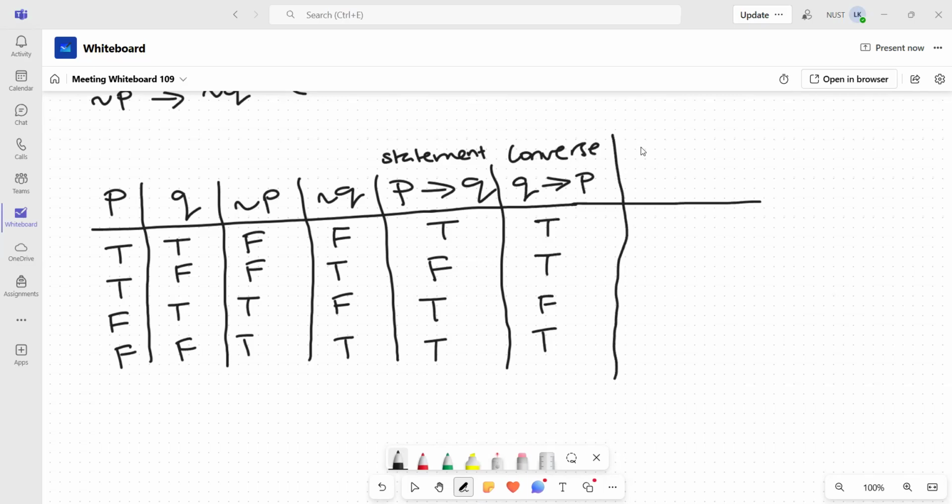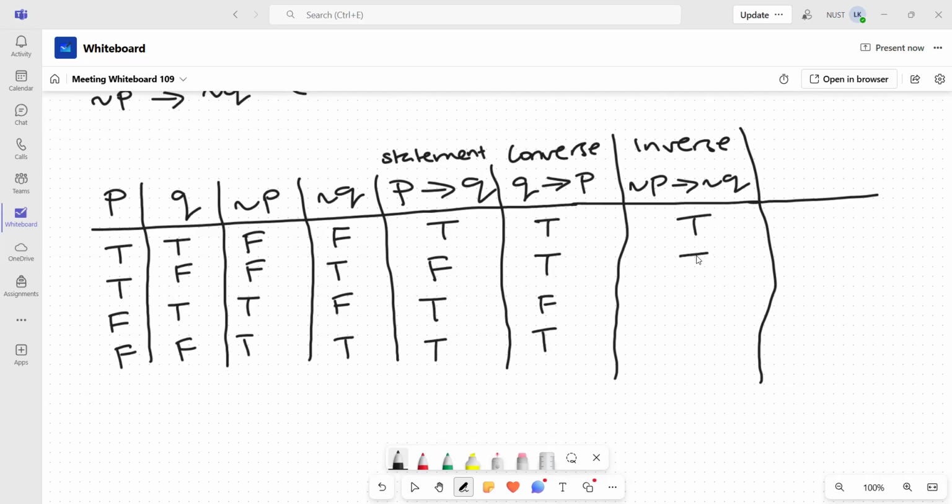And then we have the inverse. Okay, so the inverse says not P implies not Q. If this one is false and that one is false, that is a true statement. If this is false and that is true, that is a true statement. If this is true but that one is false, this is a false statement. And if they're both true, this is a true statement.